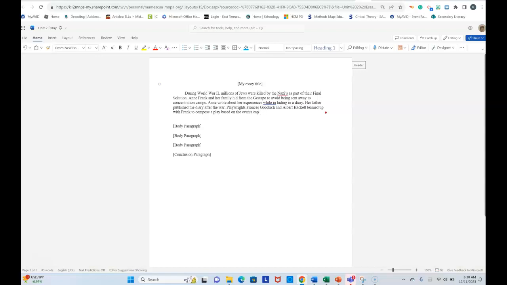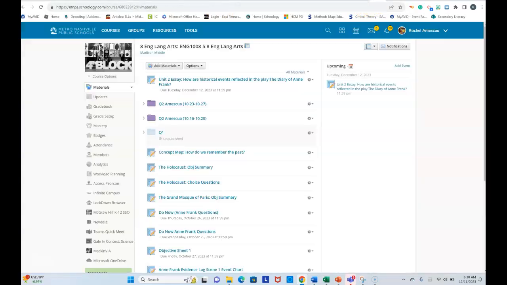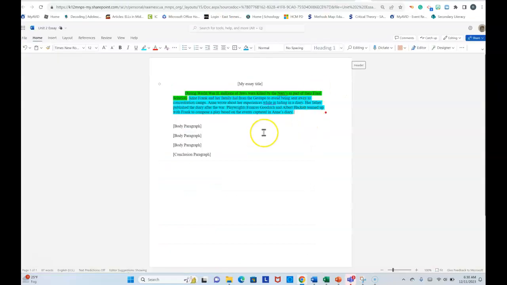captured in Anne's diary. Okay, so again, here I have a hook. I chose to use a fact, so that's my hook. All of this is my background. And now I'm going to go into my thesis statement. My thesis statement is going to answer the essay question. So how are historical events reflected in the play? Okay, thesis statement.